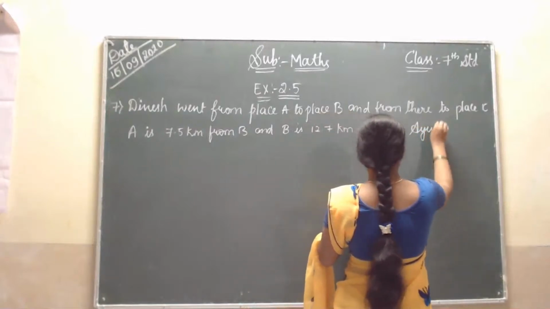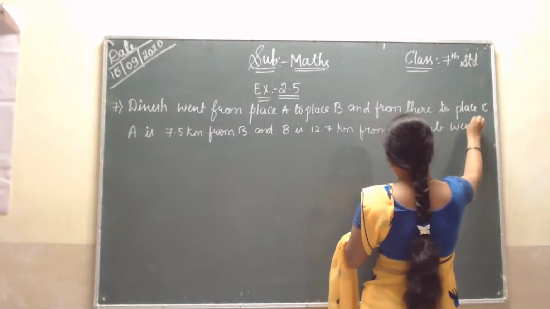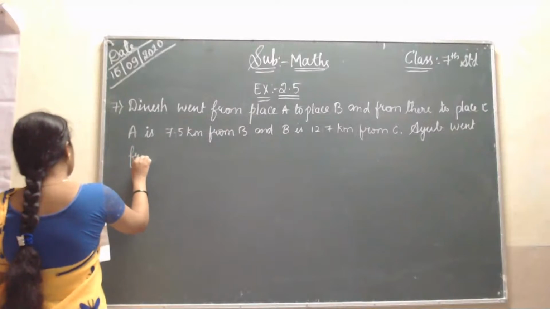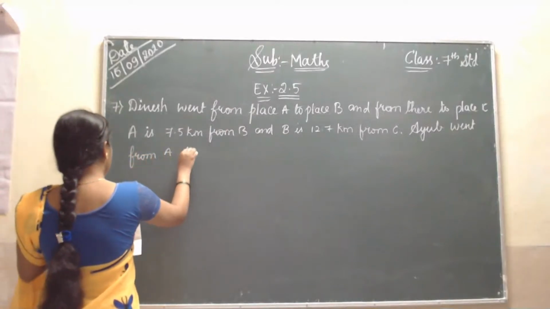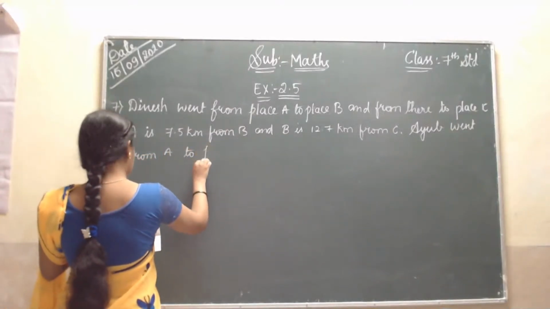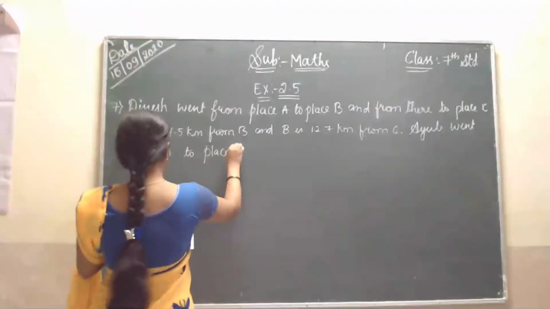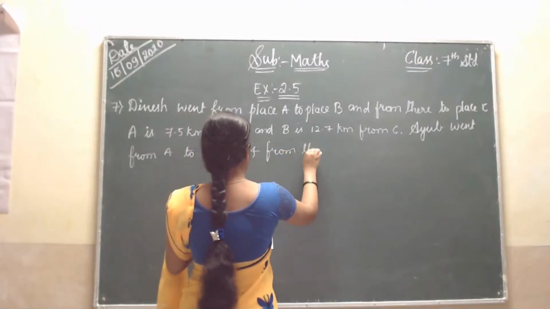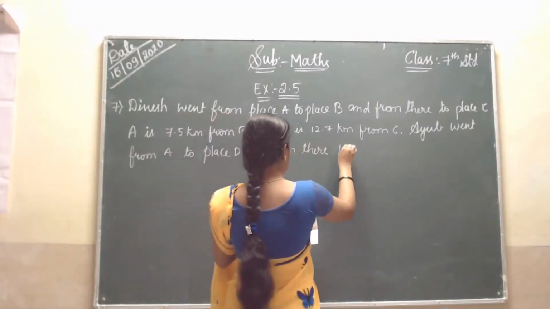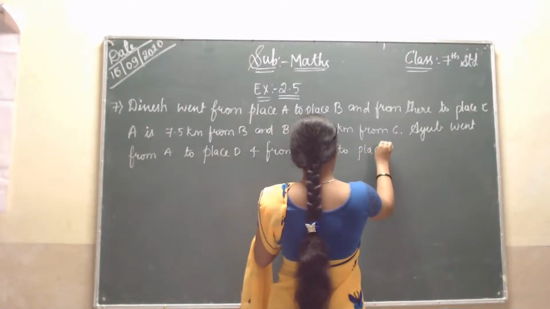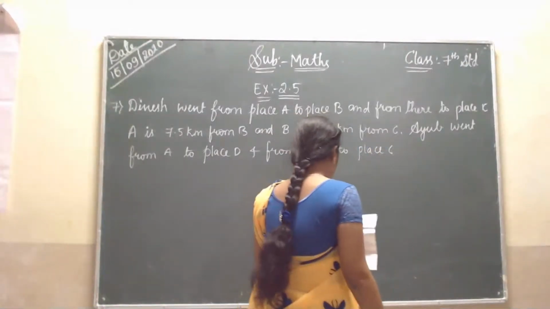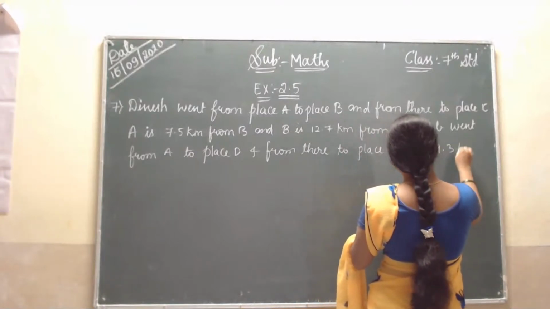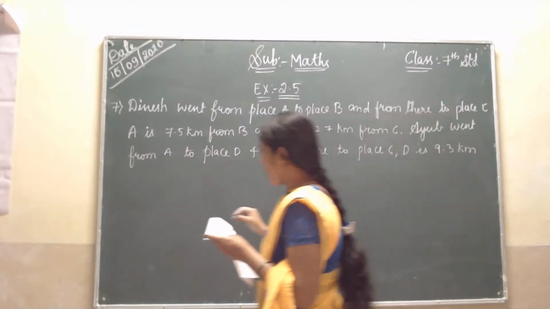Okay, Ayub went from A to place D and from there to place C. D is 9.3 kilometers from A.